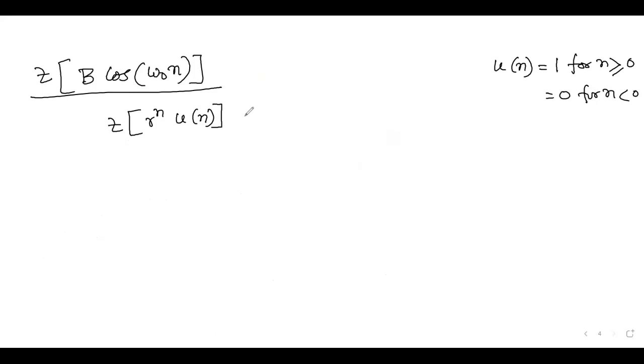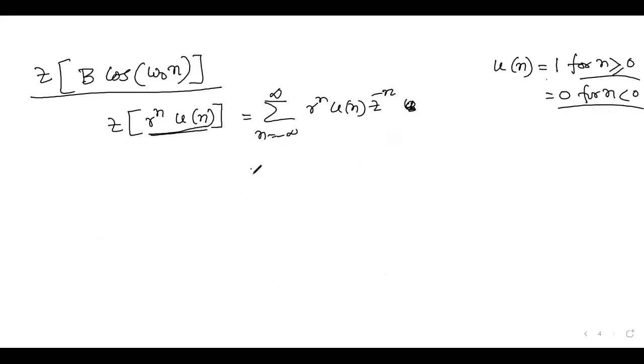So according to our definition, we can write this as the sum from n equal to minus infinity to plus infinity of r to the power n un z to the power minus n. Just putting the value of xn, which is r to the power n un. Now un is 1 for n greater than or equal to 0 and 0 for n less than 0. So you don't have to find the sum for negative values. Just find the sum for n equal to 0 to infinity. Okay? So r to the power n z to the power minus n.